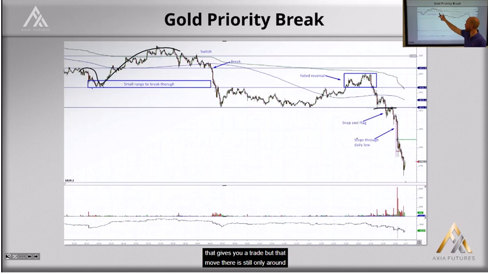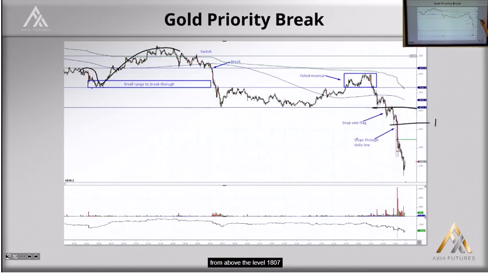Through 16, that gives you a trade, but that move there is still only around about 50 ticks. Another sideways consolidation. Then you get another move through 16. And once you break, that's where the opportunity really comes from. And it's once you get through there, that's when the move really comes in. You get the stops from above the level, 1807. That whips you through 00. That gives you 70, 80, 90 ticks, and then you get the continuation onwards from there.